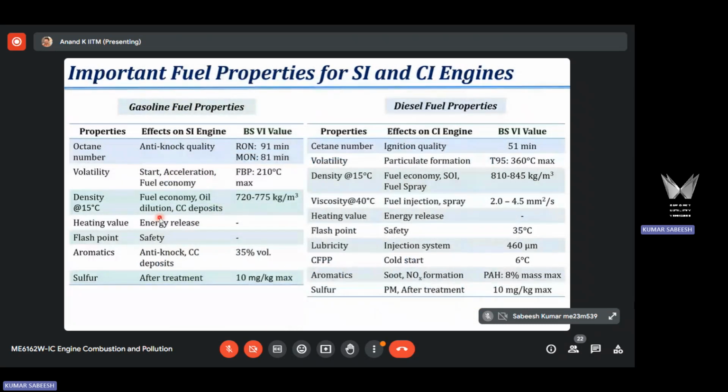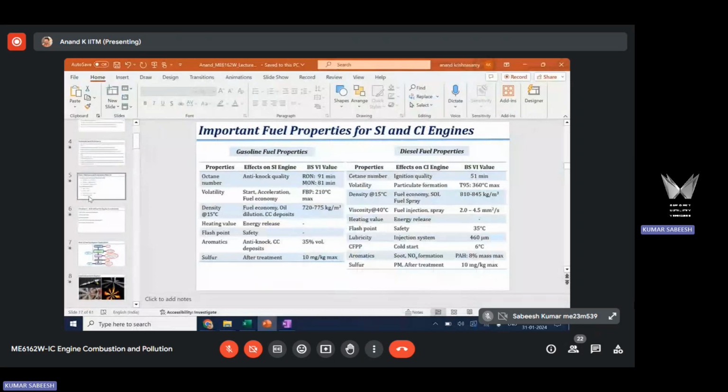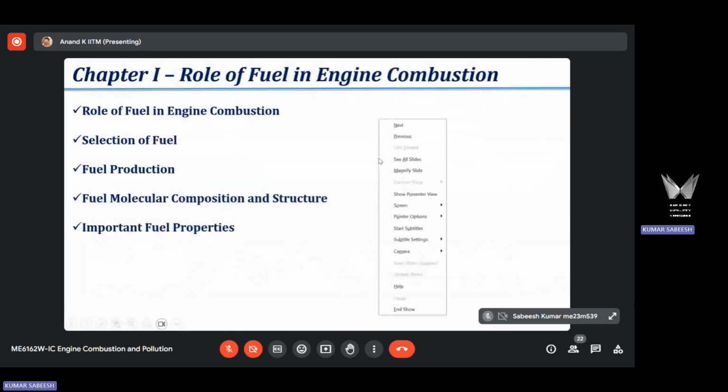So this is the last topic before I close this chapter 1. Now we have come to the last topic in this chapter 1, which is about fuel properties. So we are going to discuss this important fuel property. So far we have discussed these topics in this chapter 1.